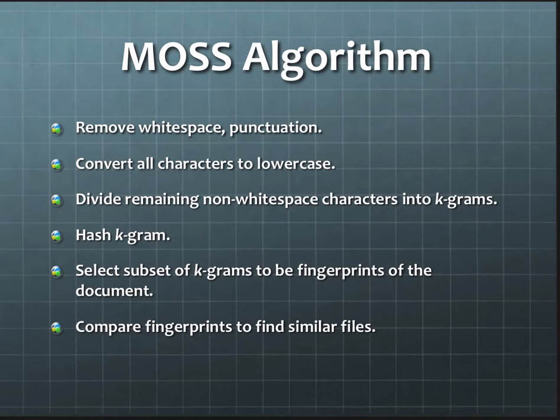on. Then we hash each kgram and select a subset of all the kgrams to be fingerprints of the document. The fingerprint includes information about position of each selected kgram in the document. We then compare the file fingerprints to find similar files.